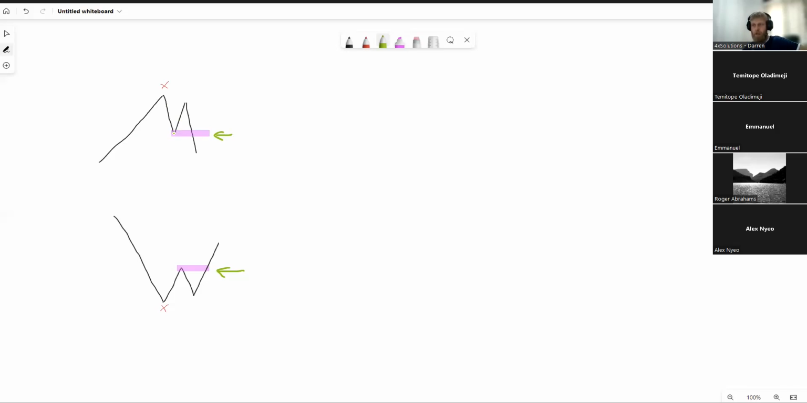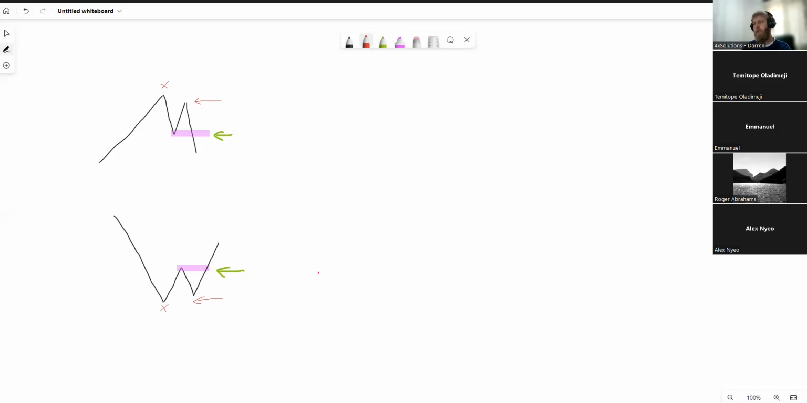This is based off of structure and the fact that there is a failure swing to the downside. If we look over here at this low, it failed to take out the previous low, and this high failed to take out the previous high. So there is a failure swing over here. That is what we call a mitigation block: a failure swing. It fails to take out the liquidity and then trades through, creating that market structure shift.